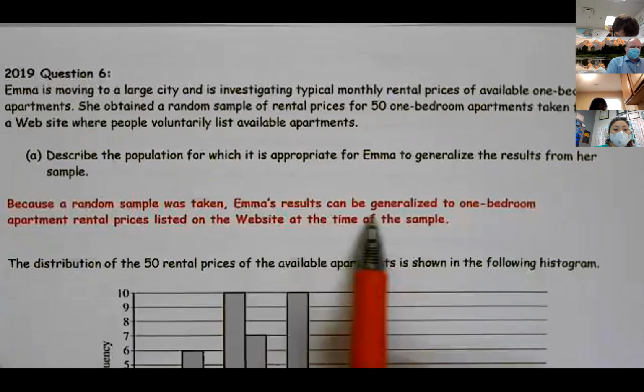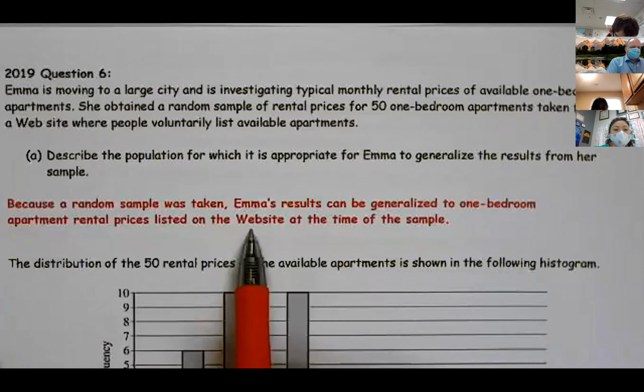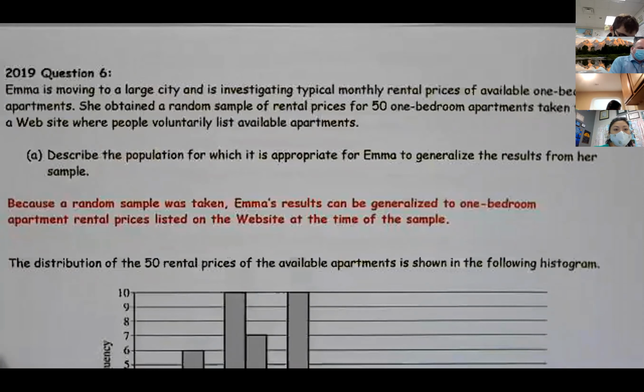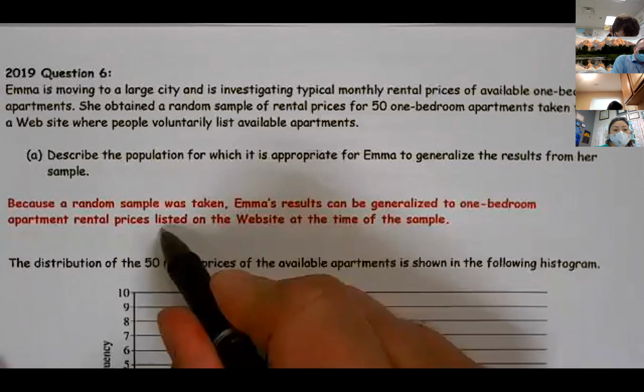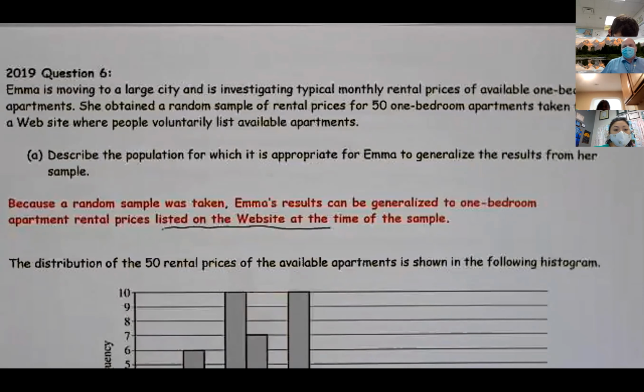Emma's results can be generalized to one-bedroom apartment rental prices listed on the website. All right? This is the key phrase. These are the ones that she used, the ones listed on the website. And technically, it's at the time of the sample. But if we have it listed on the website, we should be good. All right?